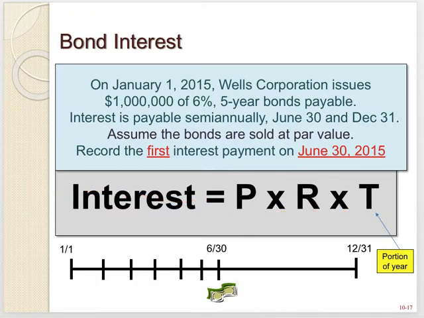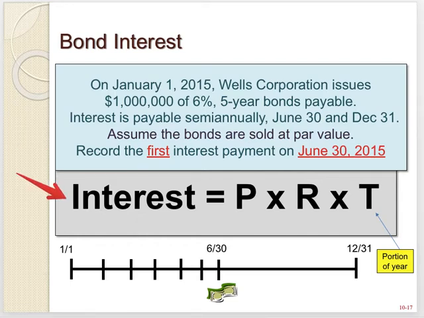All right, so again, this is all the same information. Nothing's changed. On January 1st, 2015, Wells Corporation issues $1 million of 6% 5-year bonds payable, and interest is payable semi-annually, June 30th and December 31st. Record the first interest payment on June 30th, 2015. So this is where we're going to use our interest formula.